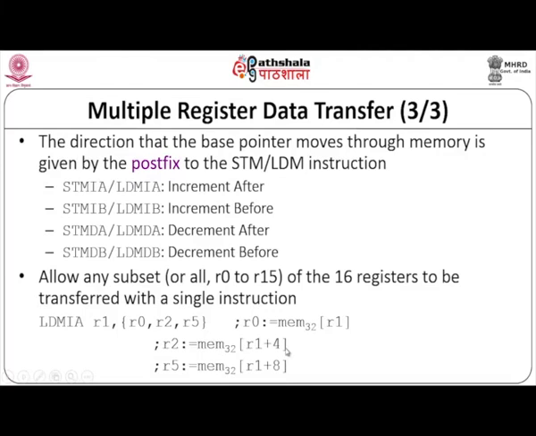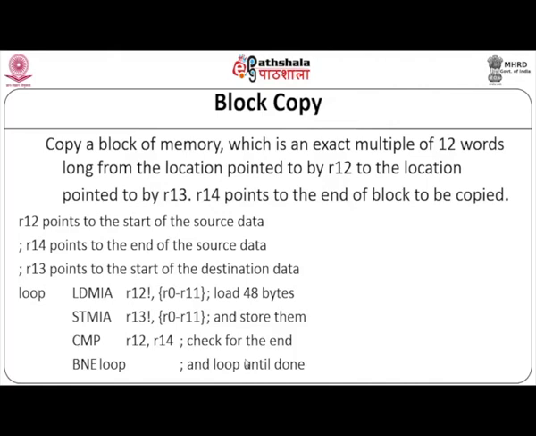The next is R1 plus 4, because we are moving word by word, and each register is 32 bit. So the next content will be copied to R2, and the consecutive content will be copied to R5. This is the way it goes on. So, this is our block copy scenario.